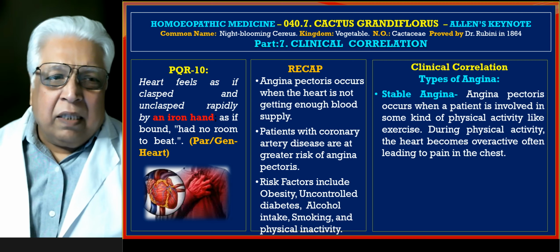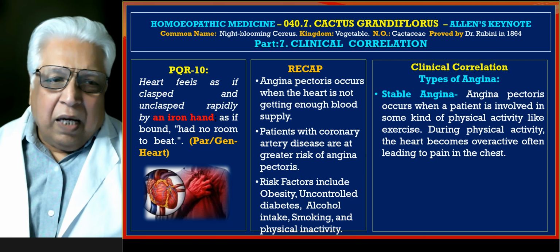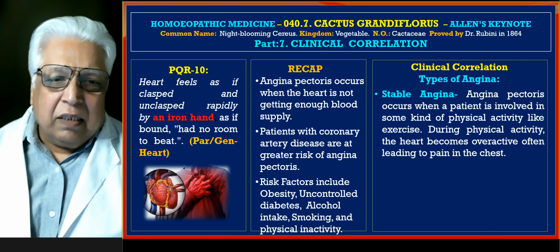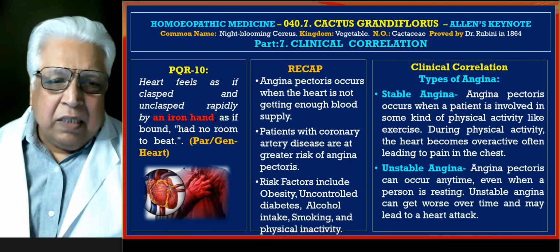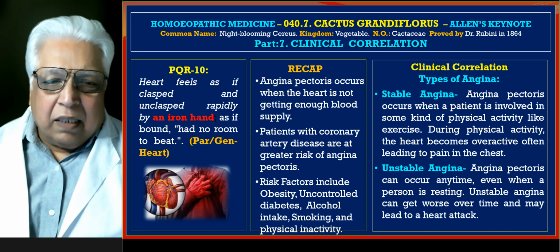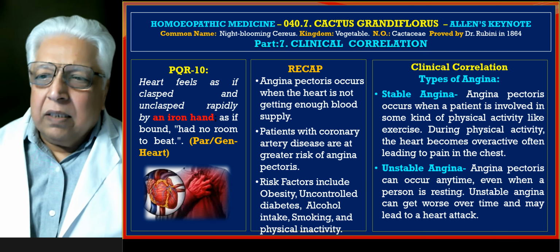Clinical correlation, we have to recall about types of angina. We have stable angina, where we find angina pectoris occurs when a patient is involved in some kind of physical activity like exercise. During physical activity, the heart becomes overactive and needs more blood supply, which is not getting there because of atherosclerosis, and which results in angina pectoris. Unstable angina is much more serious, and here the pain occurs anytime, even when the person is resting. Unstable angina can get worse over time, and it will ultimately result in MI, myocardial infarction.